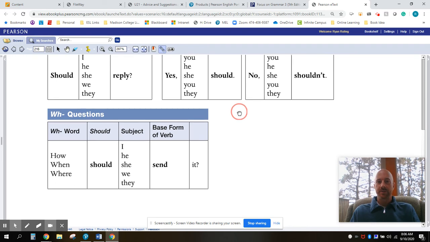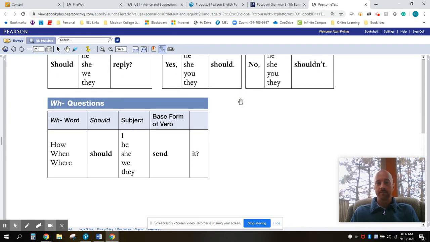For information questions, who, what, where, why, when, how many, how much, and so on, we start with the WH word, and then should, the subject, and the base form of the verb.